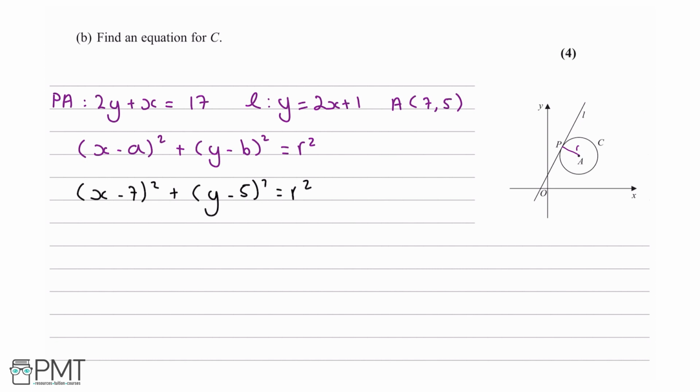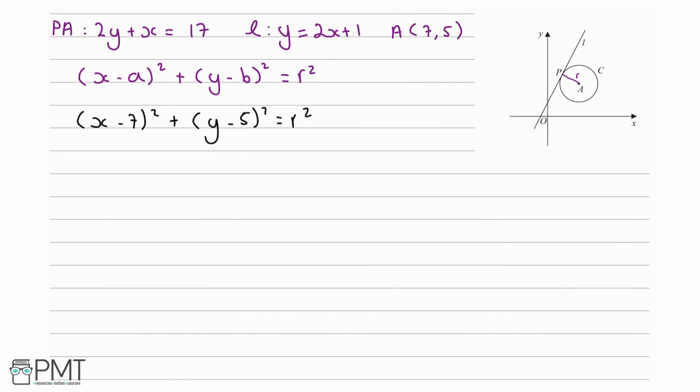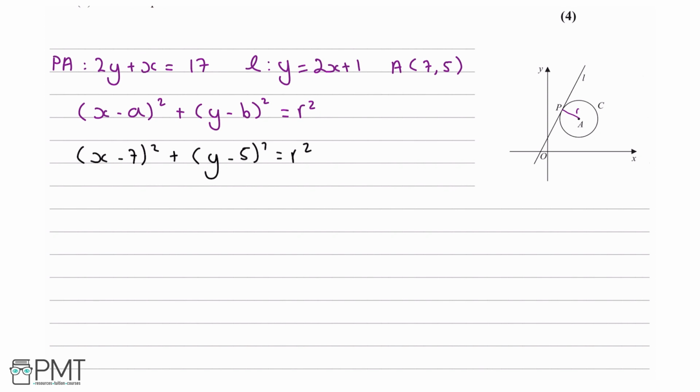Now recall that line L is tangent to the circle at point P, and PA goes through the point P as well, which means they share the common point P. So simultaneously solving PA, so line PA and line L, will allow us to find the coordinates of P. So let's do that. We know that L, y equals 2x plus 1, and for PA, 2y plus x equals 17. So what I am going to do is plug in our expression for y into 2y plus x equals 17.